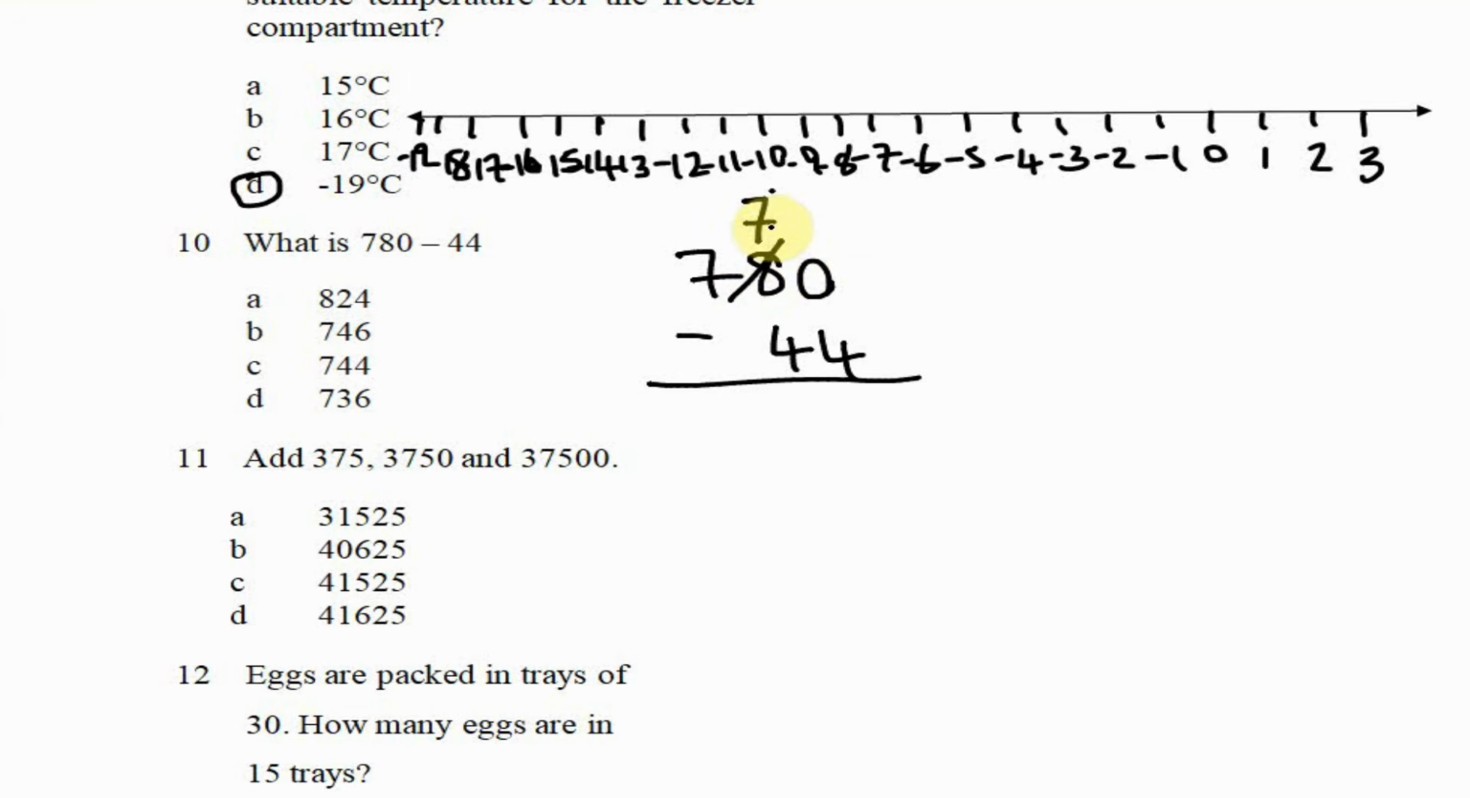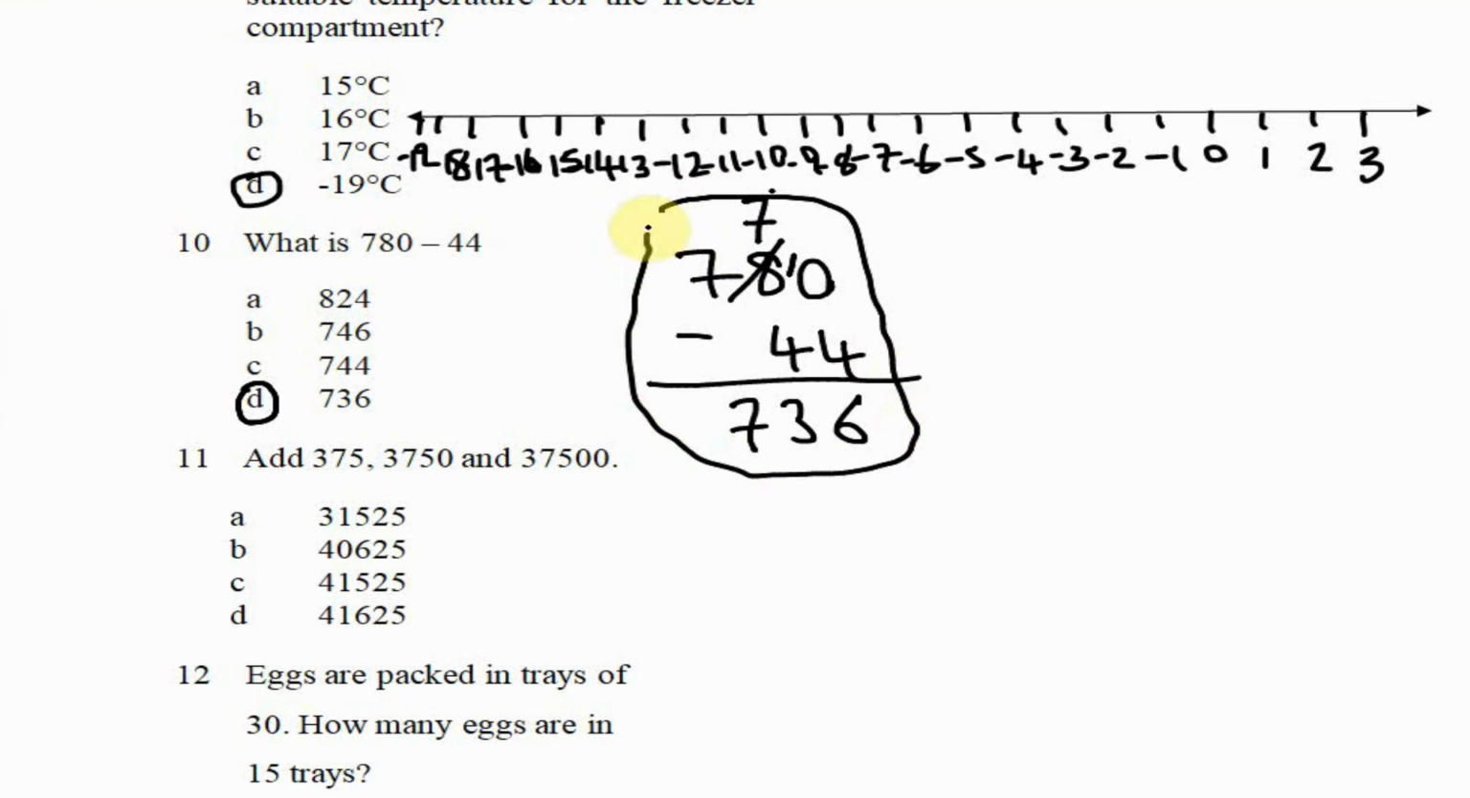Now when we carry that 10 over to the ones section, it will be equivalent to 10 ones. So if we add 10 ones to 0, that will become 10 ones. All right, so 4 from 10 will give us 6. 4 from 7 will give us 3, and nothing from 7 is just 7. So our answer here will be 736.